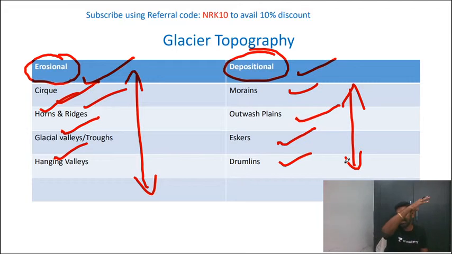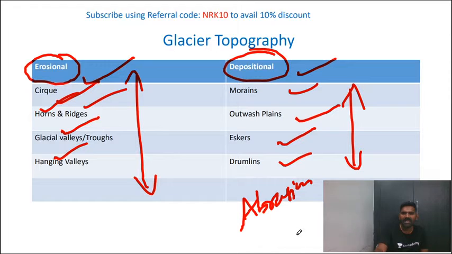When the glaciers are moving, generally two types of process can occur. What are the two types of process that occur? One type of process is called abrasion. The other type of process is called plucking. What is the meaning of abrasion? What is the meaning of plucking?